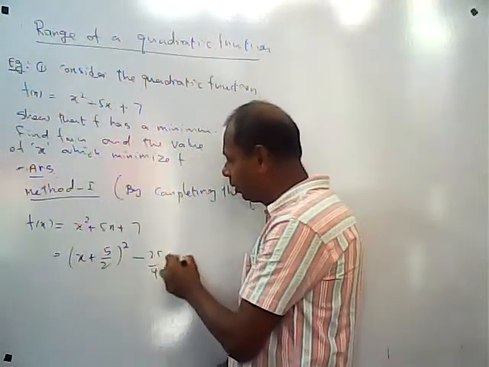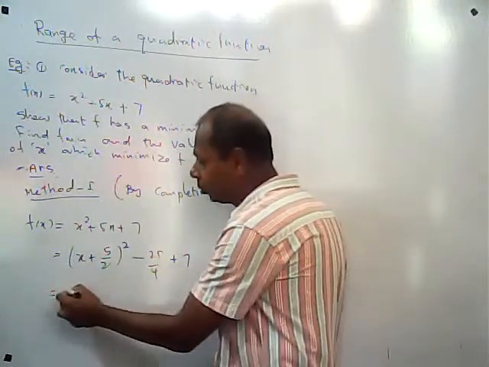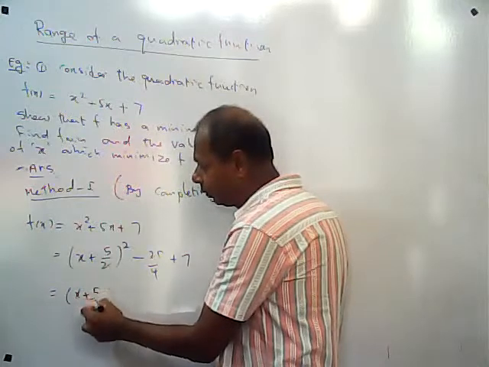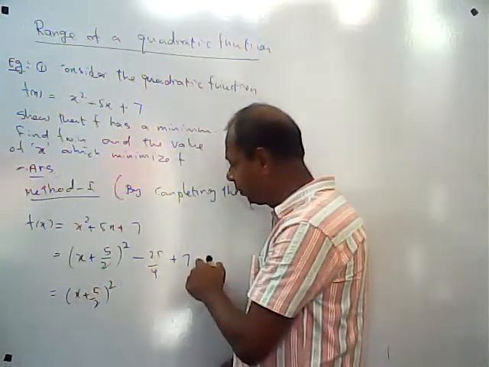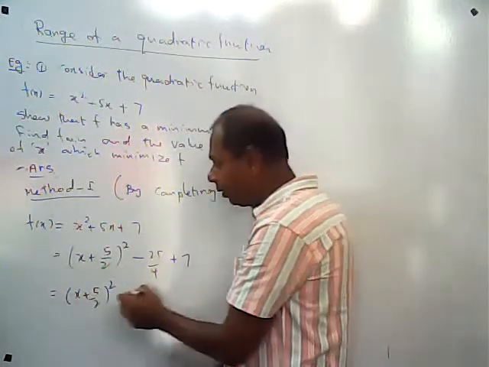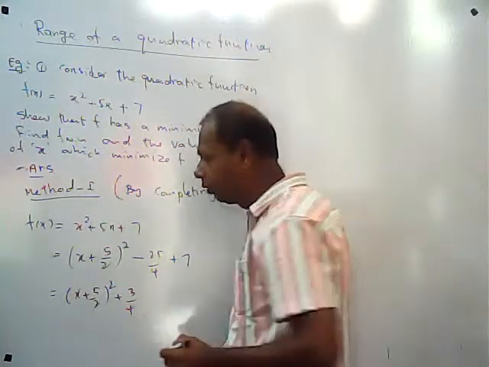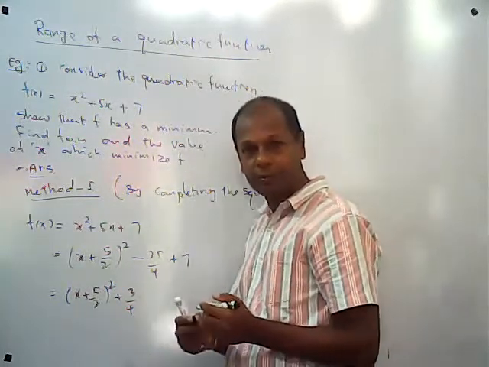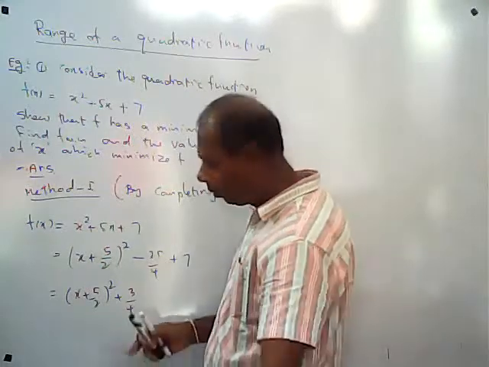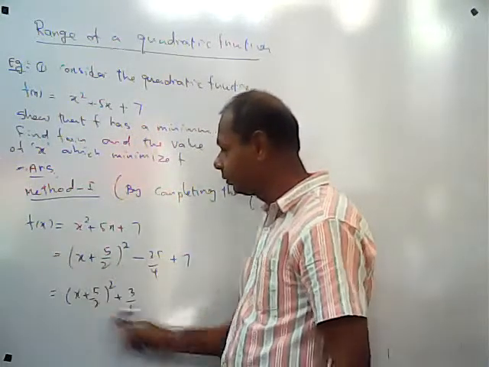25/4, then plus 7. That is 2 squared, then 28 minus 25. That will be 3/4. When you complete the square, you come up to this. Okay, now look at this. f(x) is equal to this.